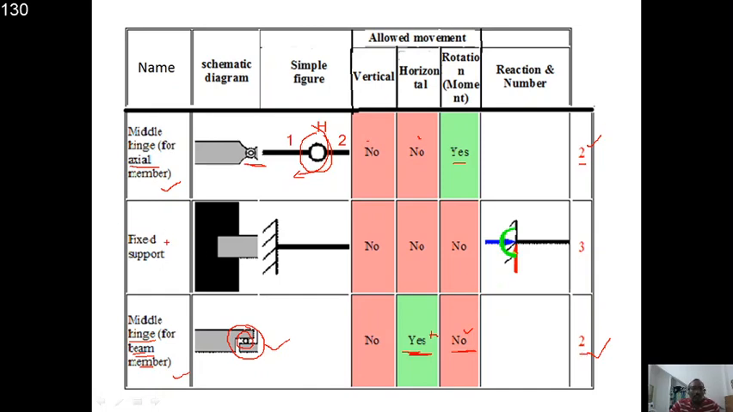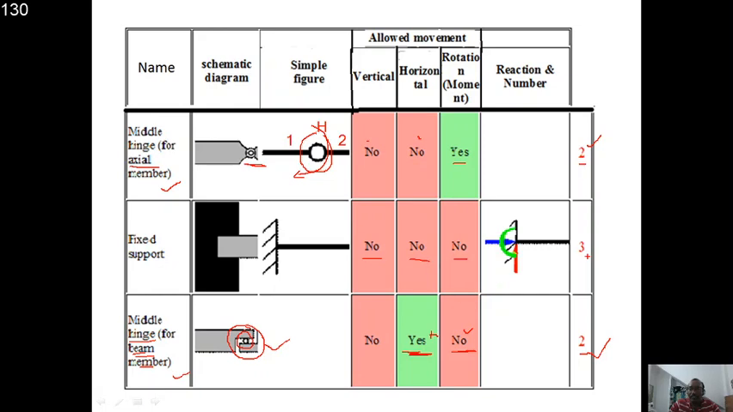And the last one, the fixed support. You see, a fixed support provides total restraint in horizontal, vertical, and moment or rotation. You can say that is moment. So it can give total resistance. Hence, it does not allow vertical movement, it does not allow horizontal movement, it does not allow rotation.